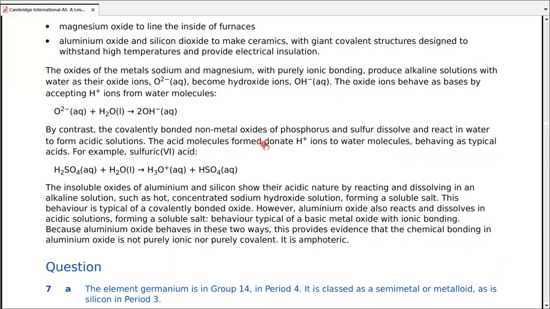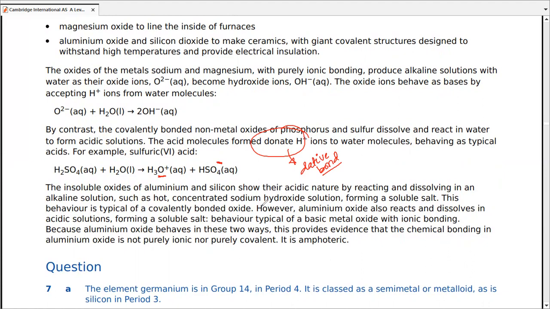In contrast, the covalently bonded nonmetal oxides of phosphorus and sulfur dissolve and react with water to form acidic solutions. How? They tend to give away their hydrogen ions. Hydrogen ions are added to water in the form of dative bonding. This donation actually represents the dative bond that they form. Remember, the dative bond was a coordinate covalent bond, and hydrogen ions were able to accept a complete lone pair of electrons from oxygen, hence the H3O+ structure. HSO4, however, is going to be negative. There is a negative sign missing in this book.